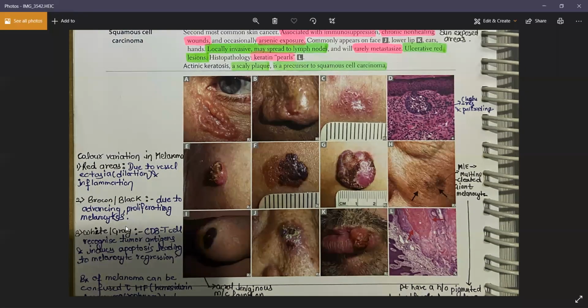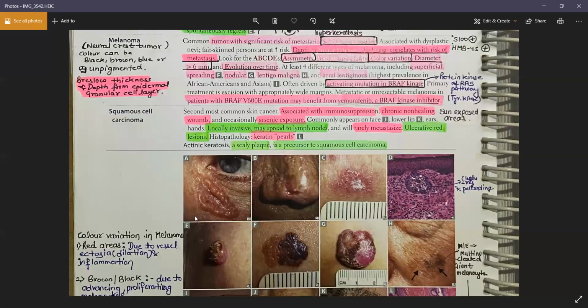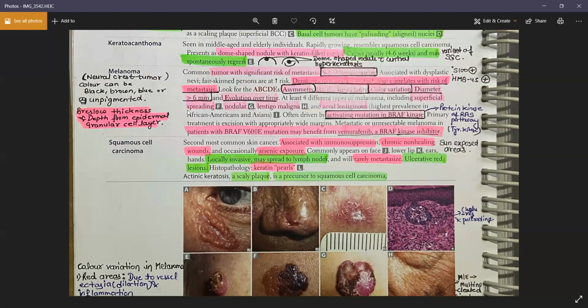The white or the gray areas represent those areas where the apoptosis of these malignant cells is happening. Okay, and the presence of these white areas will tell you that the tumor can still be recognized by the immune cells, which means you still have a very good prognosis. Okay, it is a very good thing if the tumor has these whitish or grayish areas, right? Very important. So these types of colors will be present. Okay, step 1 can ask you about these color variations.